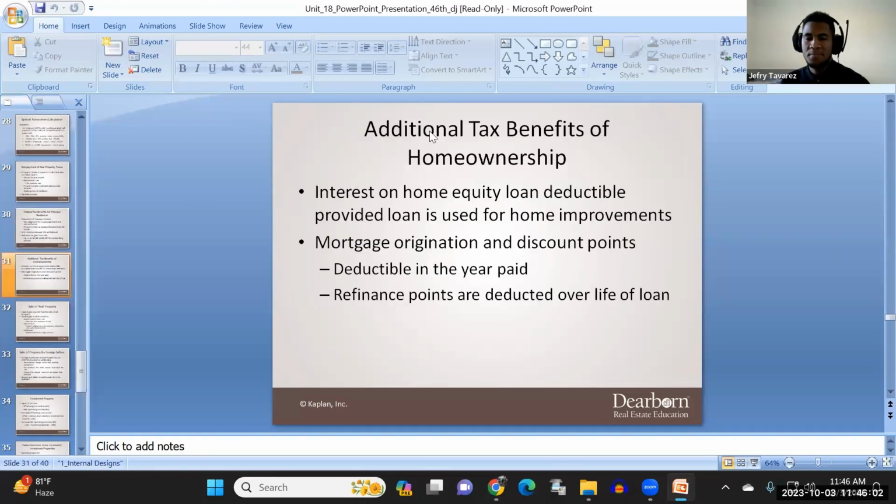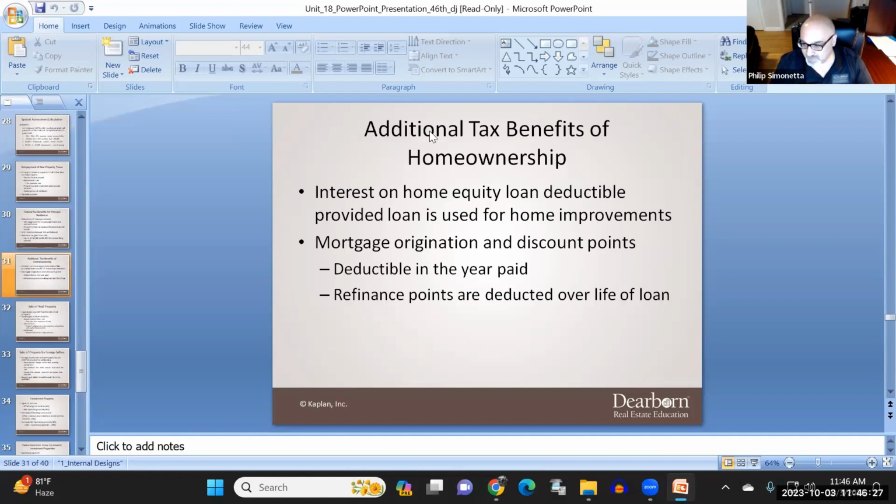Got it. Let's look at the additional tax benefits. Interest on a home equity loan is deductible, provided the loan is used for home improvements. Mortgage origination and discount points: if you're buying a home, all your points and origination are deductible in the year paid. If you're refinancing a home, it's deducted over the life of the loan. You've got to know the difference.